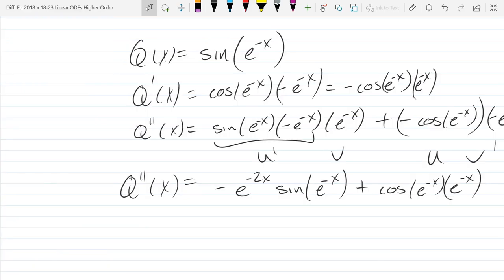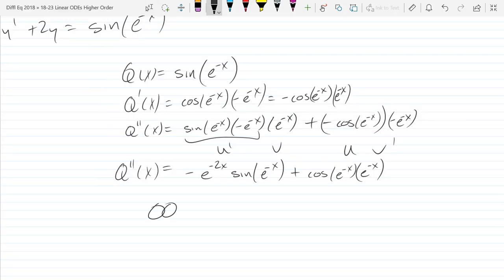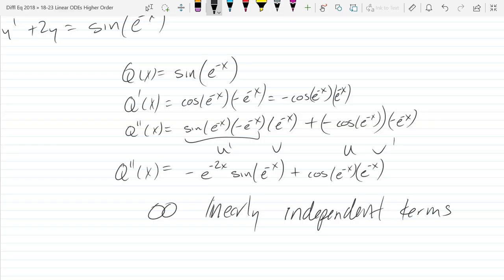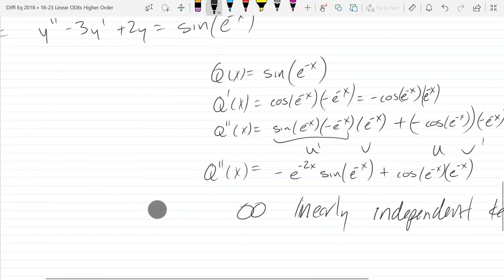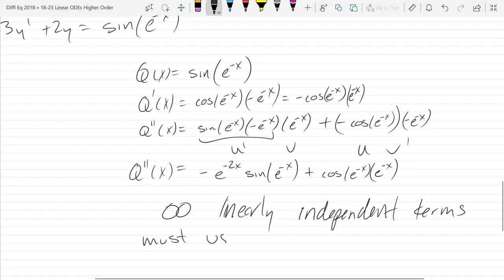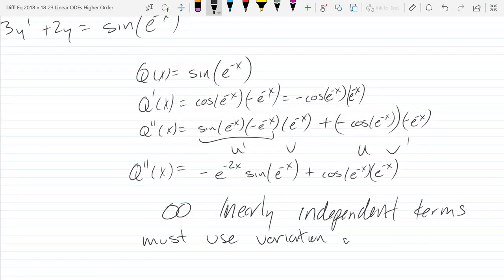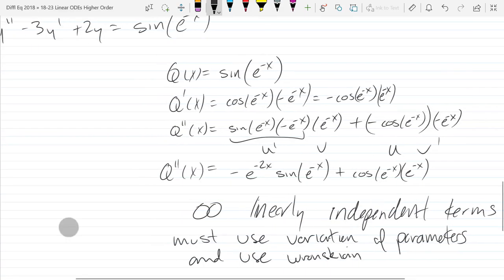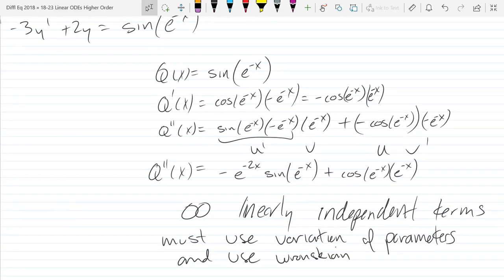So this is what it looks like: infinite linearly independent terms. So we cannot just write a linear combination of infinite terms. You can't do that. So we're going to have to go to this variation of parameters and use the Wronskian. So that was basically just a check to make sure, just classifying this so we know we can't solve it with the other methods.